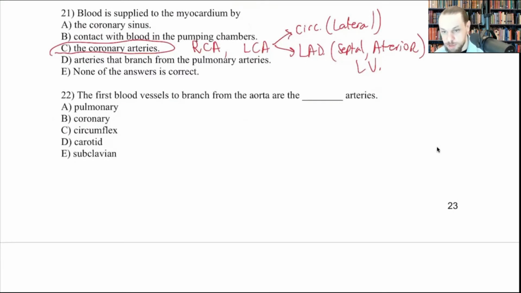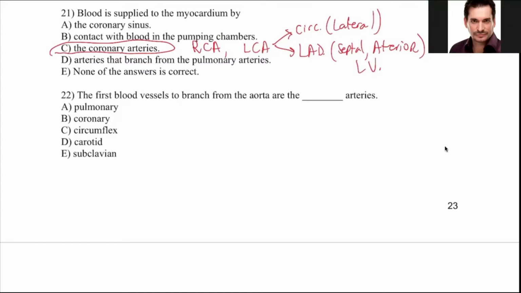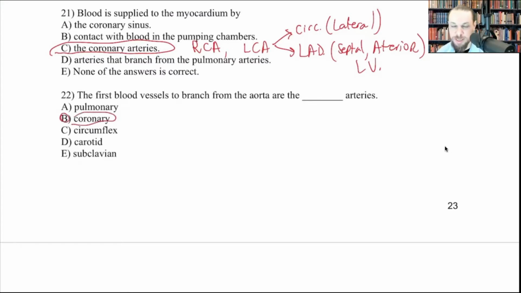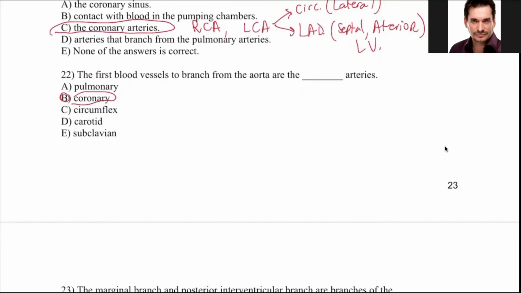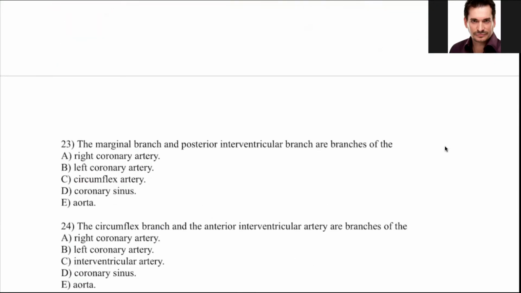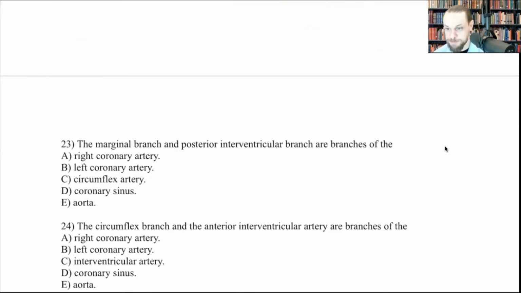Number 22, we're gonna go with, let's see, we're back to Ian. The first blood vessels to branch from the aorta are the coronary arteries. Yeah. And by the way, when do they get filled? During systole or diastole? During diastole. Diastole is good. Okay. 23, we're going to go with Helmi.